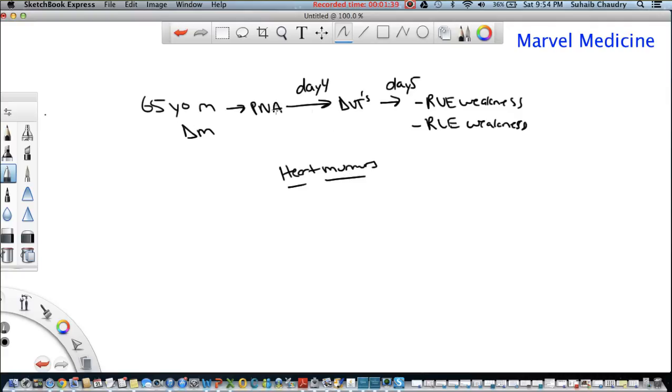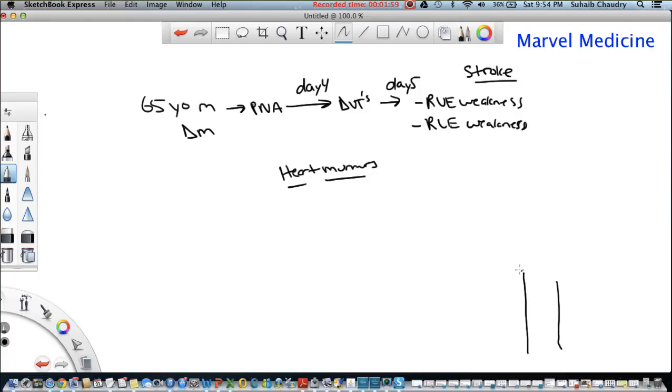So a 65-year-old guy, pneumonia, DVTs, and now he's got what looks like a stroke. How do you get a stroke from a DVT? And on top of that, what type of heart murmur would you hear? Well, let's take a look at where DVTs actually originate. They're in the deep veins, right?